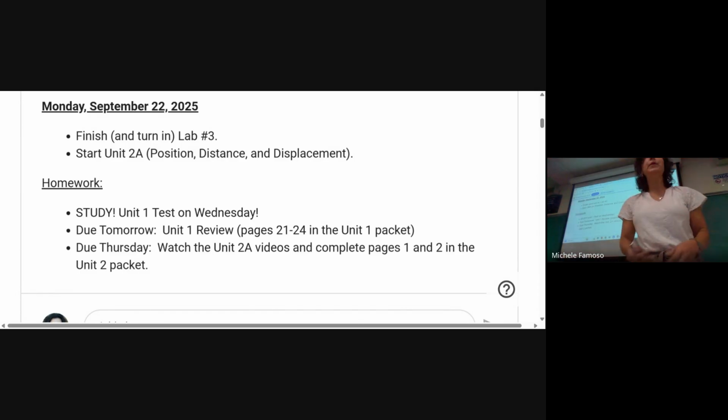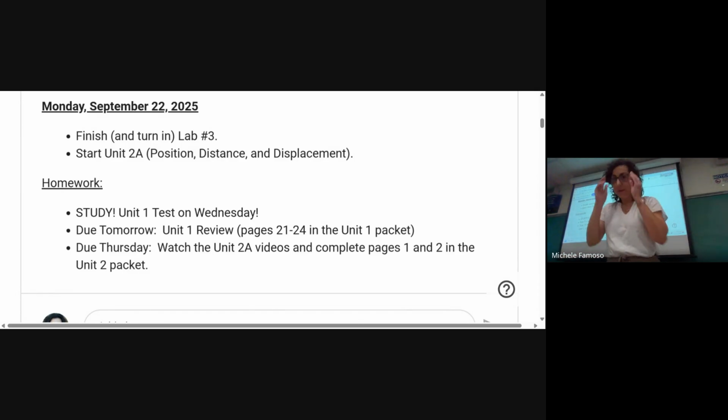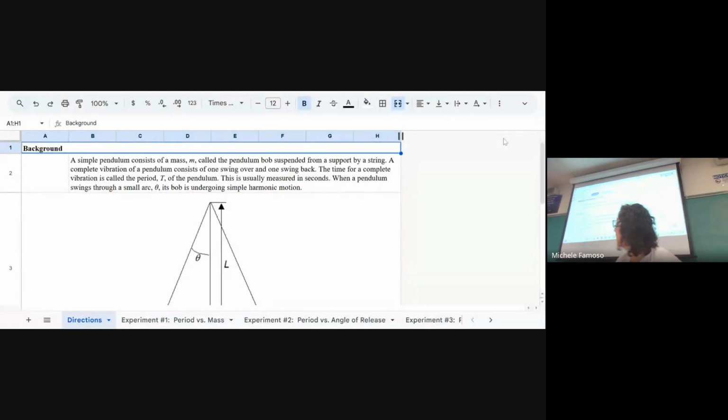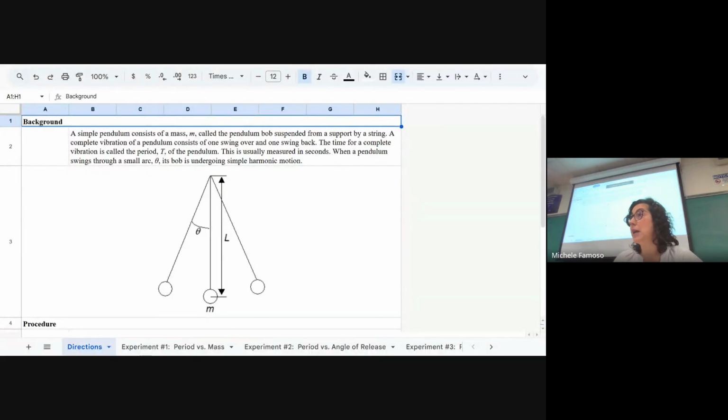All right. Everybody set? Everybody have Lab 3 open? Okay. So let's get going here. Lab 3, the pendulum. Let's just review what we did last week, because you'll need to remember this in order to help you answer the questions today.